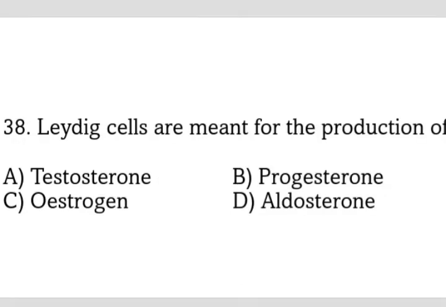Question number 38. Leydig cells are meant for the production of option A, testosterone, option B, progesterone, option C, estrogen, option D, aldosterone. The answer is option A, testosterone.